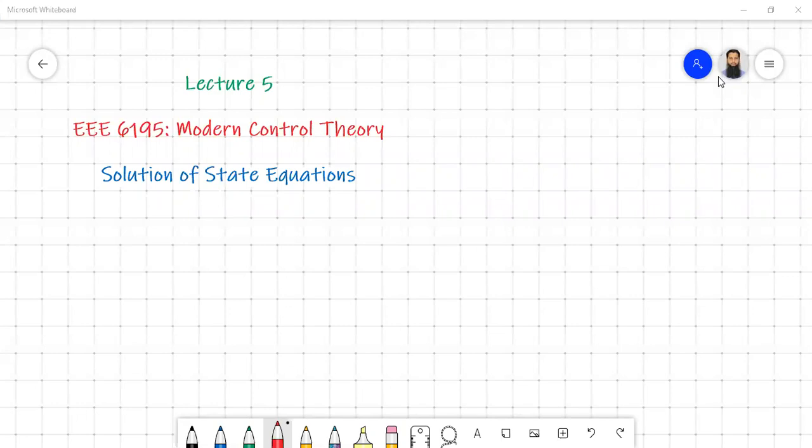We are discussing solution of the state equation. In the last class, we have seen the Laplace transform solution of the state equation. Today, we are going to see the solution of the state equation in the time domain.